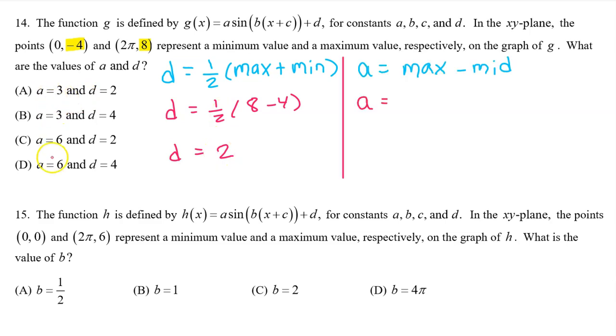Since all the a values are positive this time, the a value will simply equal the amplitude, which will be the maximum value minus the middle value. In this case, the maximum value is 8, and the middle value is the d value we just found. And 8 minus 2 is 6. So that's the a value. This corresponds to answer C.